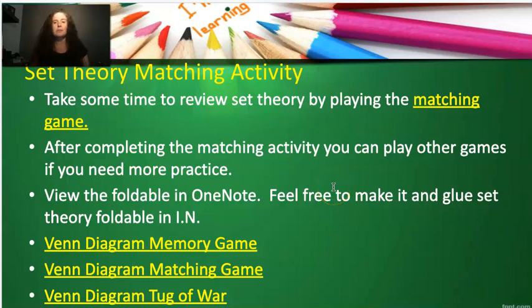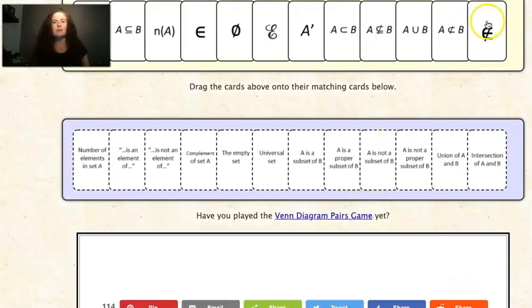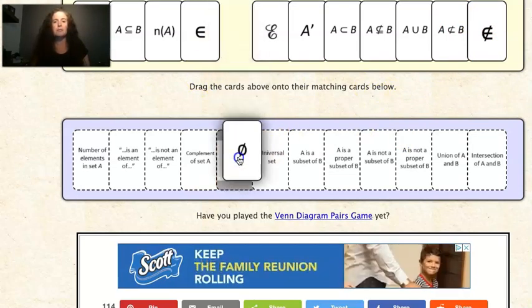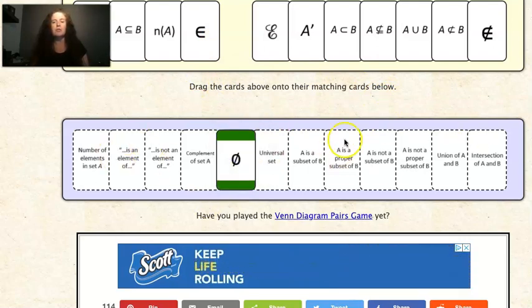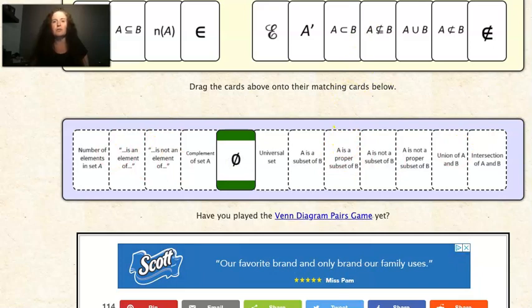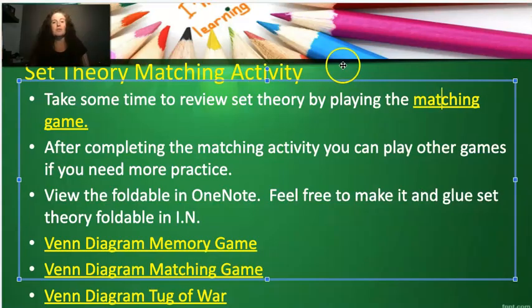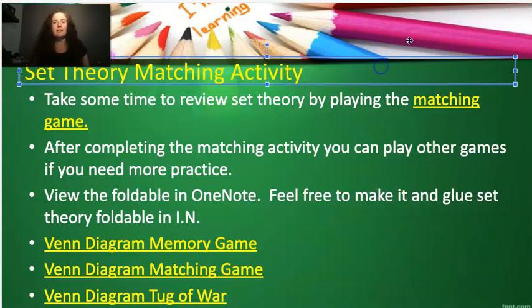So the set theory matching activity. It's a matching game. It's super fun. Let me see if I can show it to you. So here's the game, and you literally drag and drop things. So maybe you know this symbol is the empty set, so you put it there. And then when you're all done, you could screenshot it, and if you're doing an electronic notebook, you could use that.